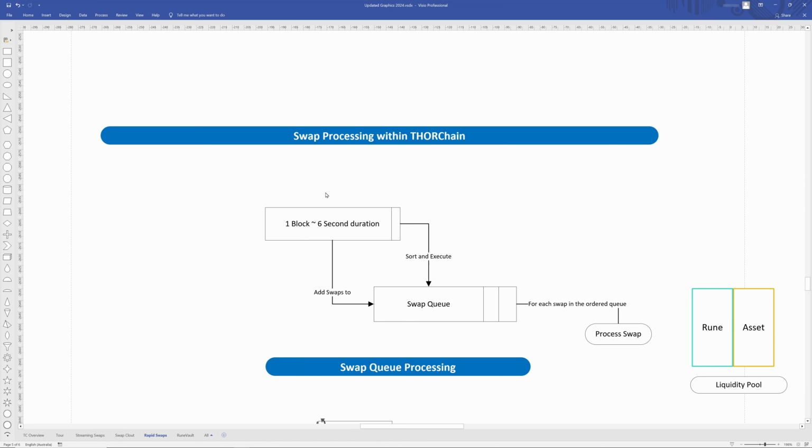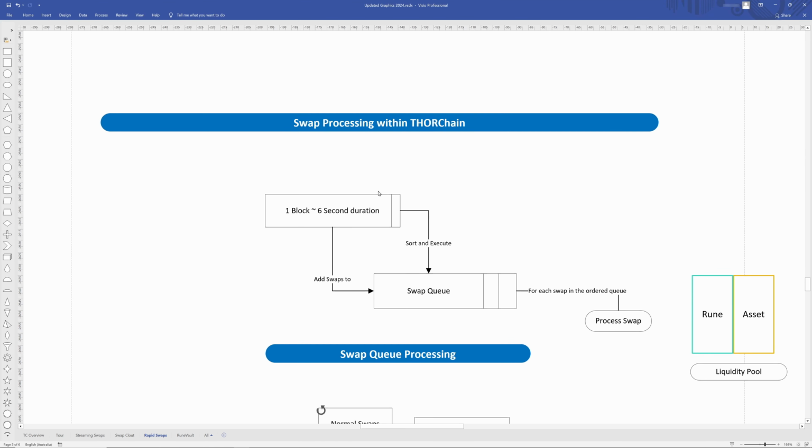So THORChain has many blocks and executes stuff within these blocks. Each block is approximately 6 seconds in duration. When these swaps come in, THORChain observes them, and then they're added to a swap queue as they come in. They're not executed immediately. So this swap queue fills up as the block duration goes on, and then at the end of the block, there's a function called endBlock. Surprise, surprise. And then that will take that queue and sort it in a specific way based on the slip fee, liquidity fee, and that type of thing. It's a set way of sorting it. So now we have our ordered queue.